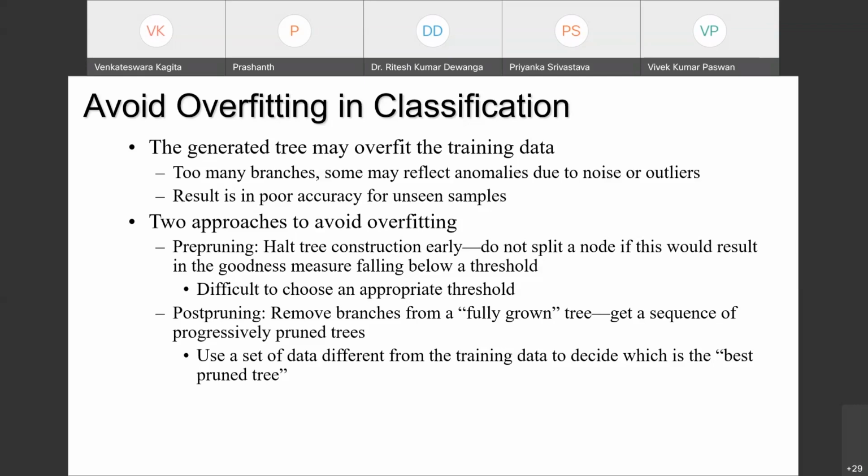Do not split a node if this would result in a goodness measure falling below a certain threshold. Like for example, if gain is falling below a certain threshold, then also you stop. So put some condition such that the tree will not grow too big. It is of course difficult to choose the appropriate threshold, what threshold you should select such that you will stop this tree construction, which is difficult, a hyperparameter kind of.